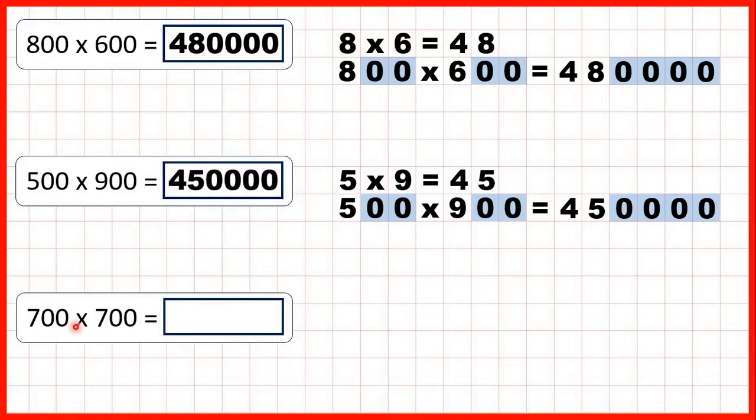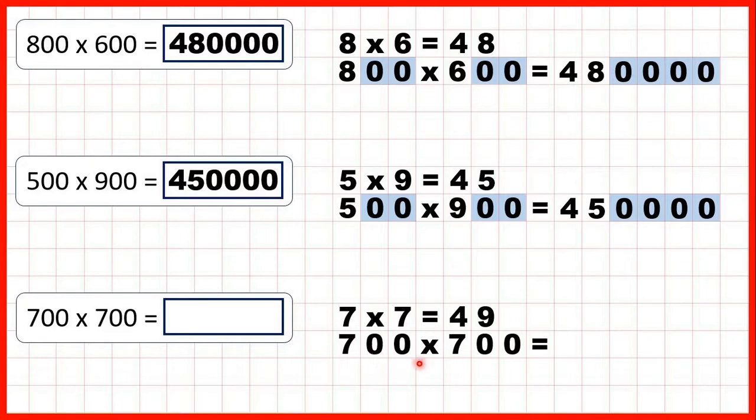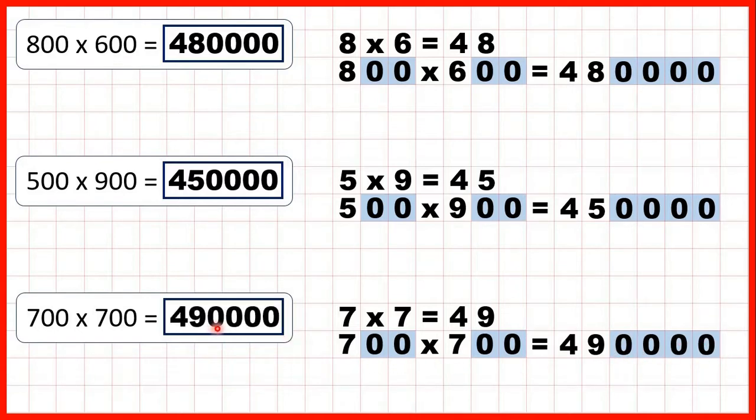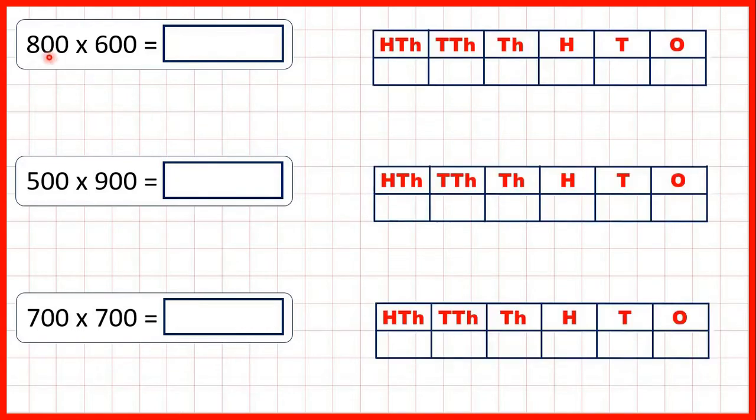Now for 700 times 700, we can work out that 7 times 7 is 49, and that will help us solve 700 times 700. We get 490,000 because again, after we've worked out 7 times 7, we just count the end zeros in our multiplication question and make sure that our answer has the same number of end zeros. So that's 490,000.